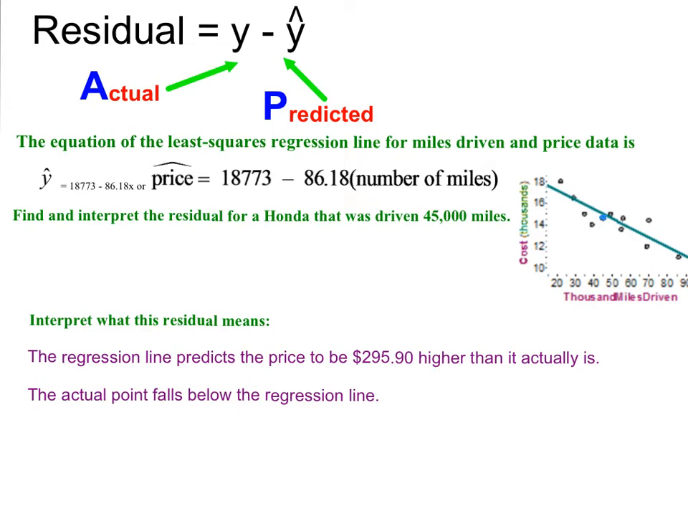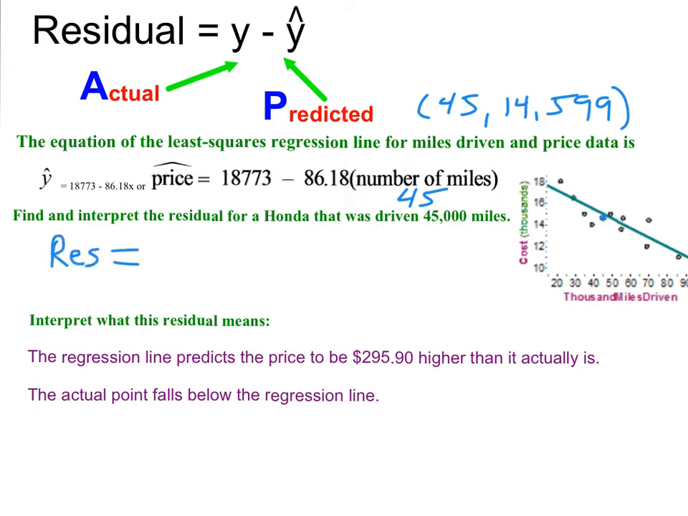So I go and get a piece of data, and I'm going to take this one right here. 45,000 miles driven. The coordinate point there was 45, and it had an asking price of $14,599. First things first, I need to get it predicted. I need to get y hat, so that would come from just plugging in 45.